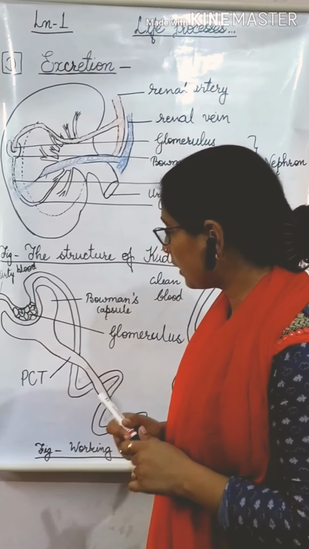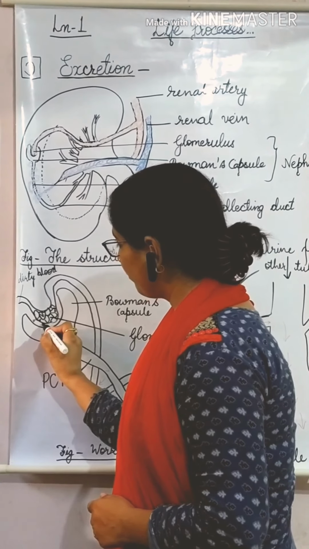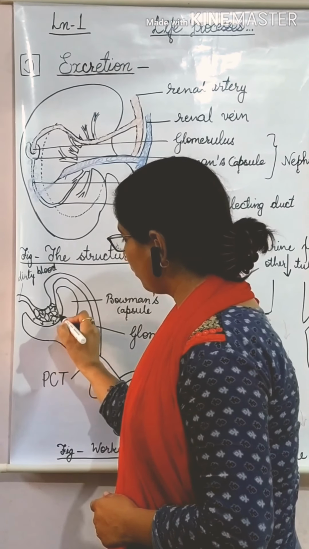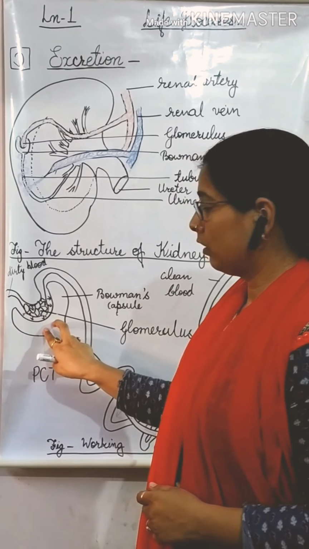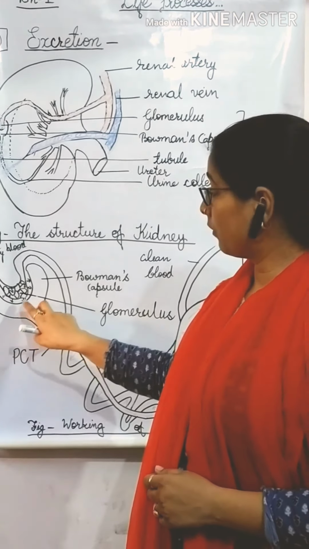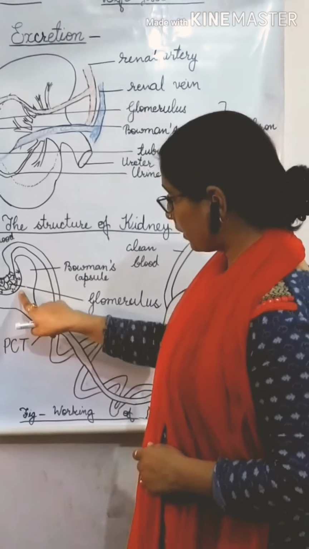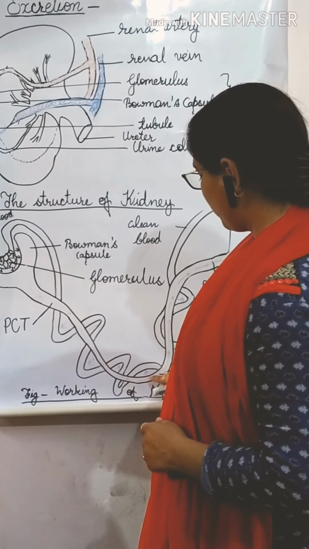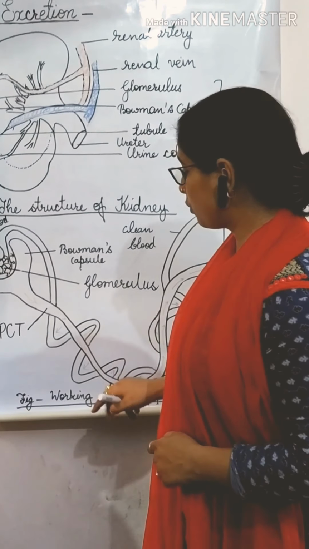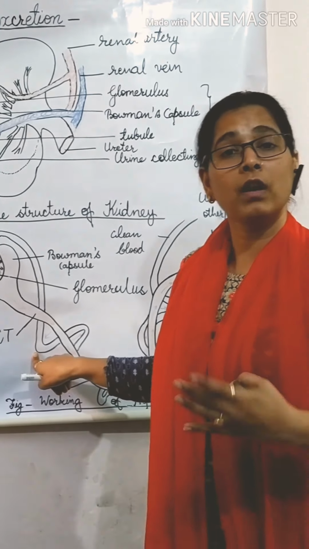And as you can see, I have tried to show you by this little arrow, the filtrate, the urine part, used to be sent to the glomerulus, from the glomerulus to the Bowman's capsule. This Bowman's capsule used to follow a long tube-like structure. This tube is divided into three parts on their functions.